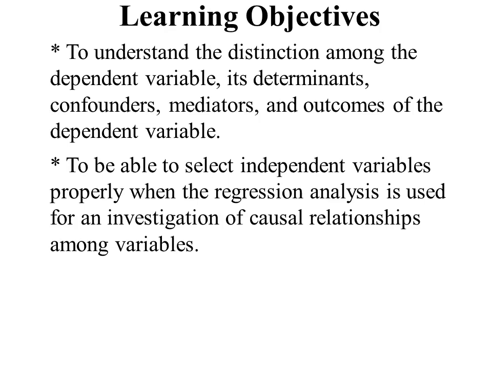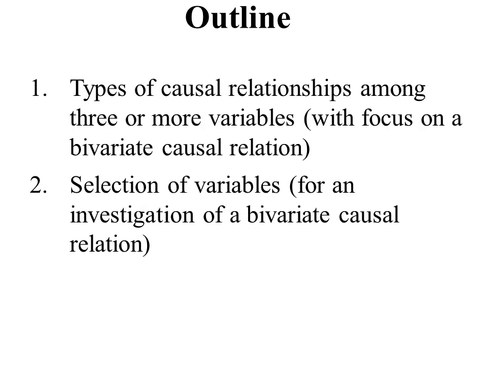This session has two major learning objectives. First, we study different types of variables in the context of causal relationships. Specifically, we study the distinction among the dependent variable, its determinants, confounders, mediators, and outcomes of the dependent variable. Second, we study how to properly select independent variables when the regression analysis is used for an investigation of causal relationships among variables. Corresponding to the major objectives, this session is divided into two sections. In the first section, we study several types of causal relationships among three or more variables, and in the second section, we study some basic guidelines for selecting independent variables.